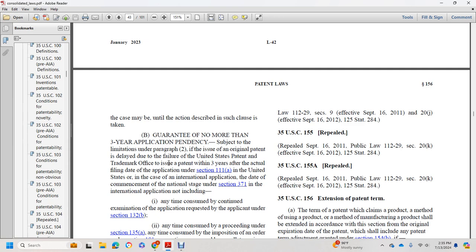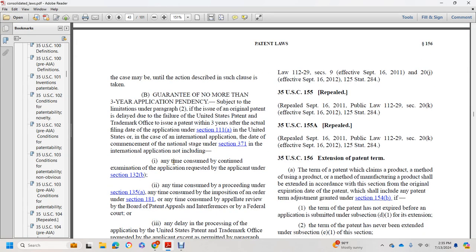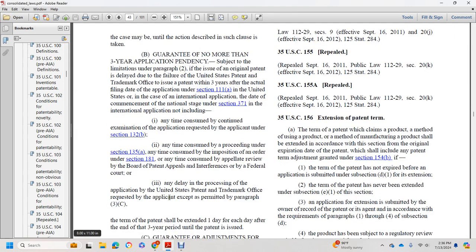National stage under Section 37(1) of the international application, include, but not including, any time consumed by a continued examination of the application required under Section 132B, but any time consumed with a proceeding under Section 135 at the time, consumed with the imposition of an order under Section 181, time consumed with an appeal or review by the Board, term patent, and appeal with the interference of federal court.